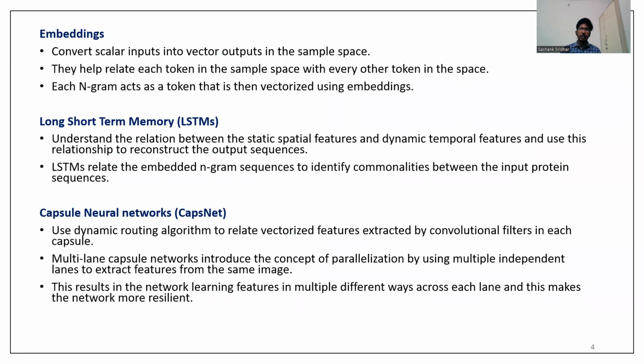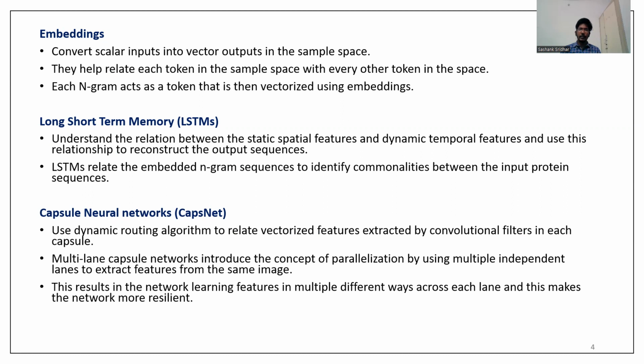In order to identify the relationship between proteins, we go with an embedding-based system, where each protein is represented as a token or an N-gram. These are vectorized using embeddings and fed to LSTMs, or long short-term memory. LSTMs help to understand the relation between static spatial features and dynamic temporal features, and they use this relationship to reconstruct the output sequences. LSTMs relate the embedded N-gram sequences to identify commonalities between the input protein sequences.